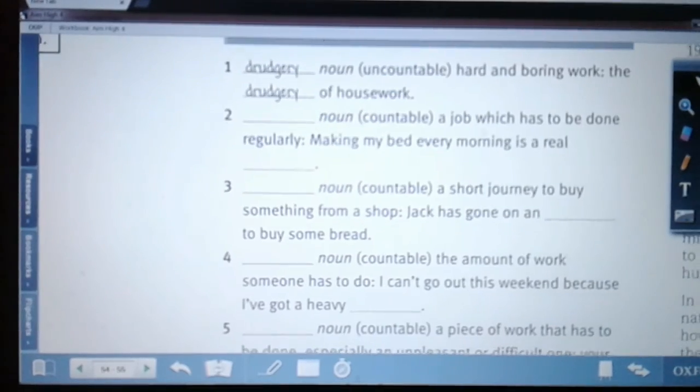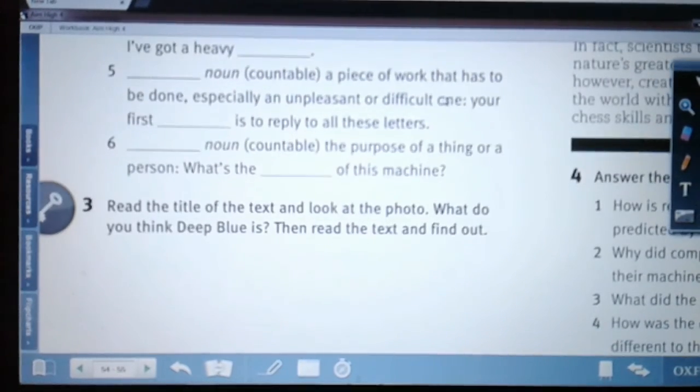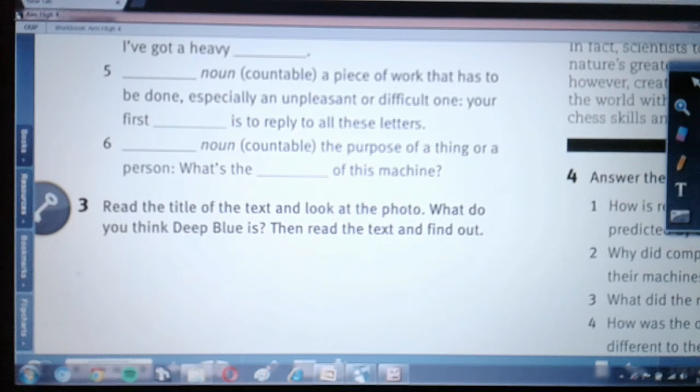So don't forget to finish your task and capture the images of your answers and submit them through our WhatsApp group. And the deadline will be on Monday, April 6th, 2020.